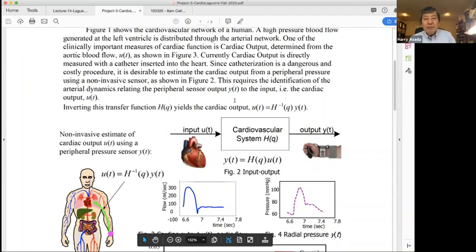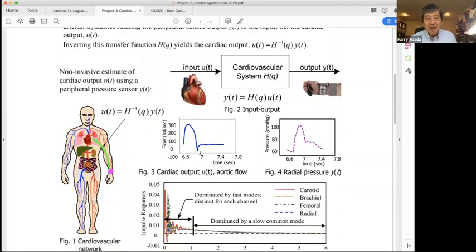Okay, but in order to get the original signals, the pressure and the flow coming out of your heart, we need to know the dynamics from your heart to your peripheral places, right? So this requires the identification of the arterial dynamics relating the peripheral sensor output yt to the input, the cardiac output ut. Okay, inverting this transfer function, you can probably get the original waveform. Okay, that's the problem. So it's really ambitious and interesting techniques.